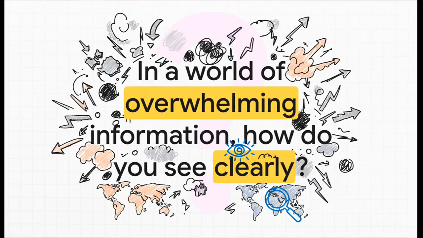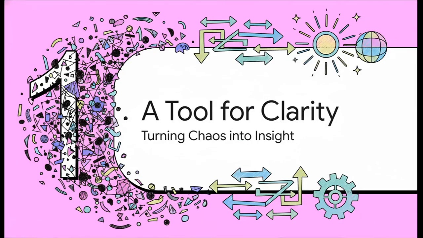It's just a constant barrage, right? It feels chaotic, totally disconnected, and just impossible to track. So that brings us to the real question here. In a world that is this overwhelming, how do you actually see things clearly? Well, that's where a whole new way of looking at global events comes into play. Let's take a look at a tool that's designed specifically to turn all of this chaos into some much-needed clarity.